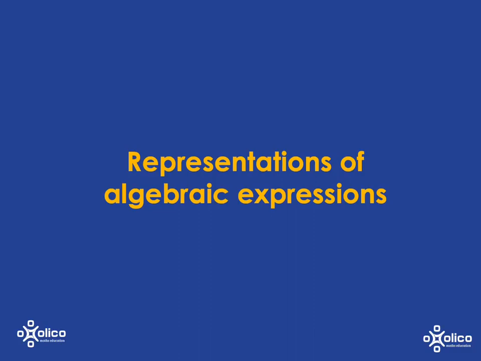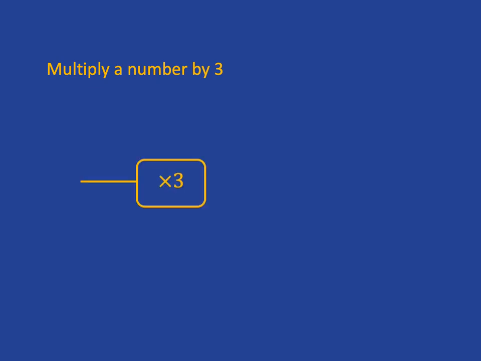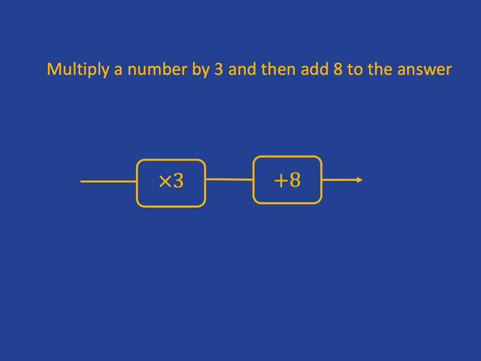We're going to look at different representations of algebraic expressions. We start with it in words. So we start by saying, let's multiply a number by 3. And we'll represent that as saying, we're going to take the number, feed it into the machine that multiplies by 3. Then we're going to add 8 to the answer. So we need to add on the other machine, which adds on 8.